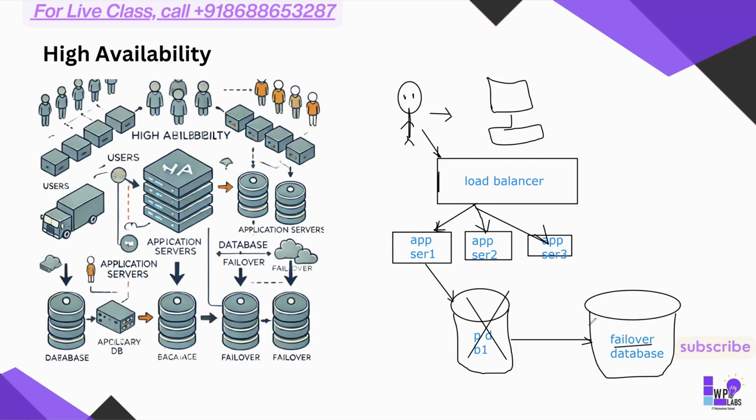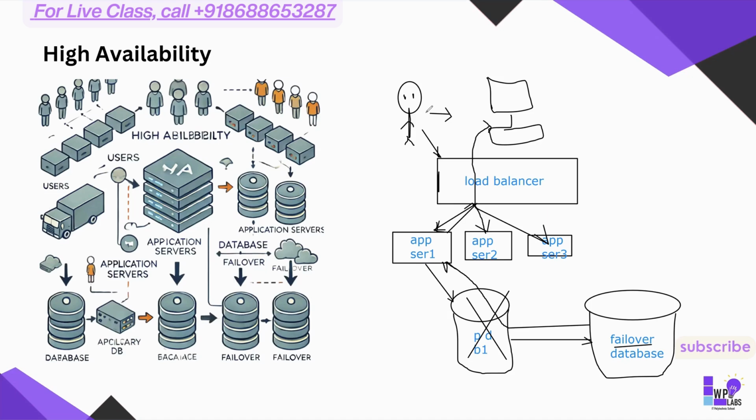As soon as data is stored in the failover database, it will come back along the same path. So from the failover database to our application server 1, and from application server 1 to the load balancer, and from the load balancer to our system. So like that, the flow takes place.